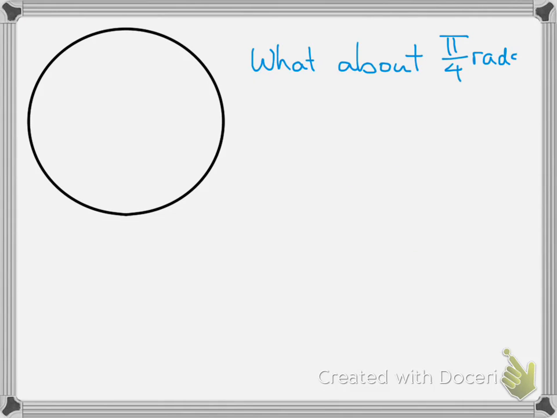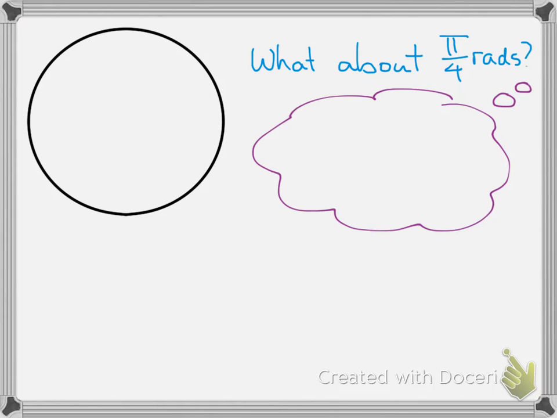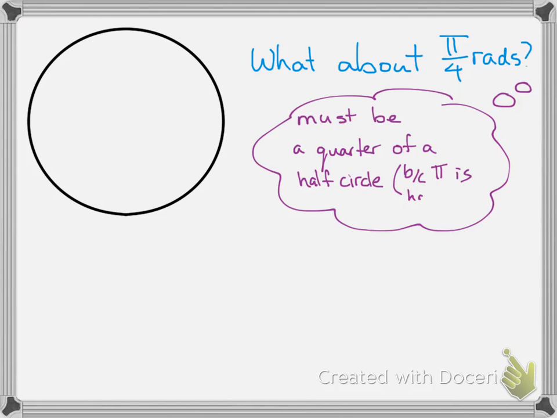What about pi over 4 radians, for example? So pi over 4 radians is, if we think about it, it must be a quarter of a half circle, right? Because pi is half a circle, and pi over 4 has got to be a quarter of a half a circle. So if we draw all that out, there is our pi over 4 radians. So that's how radians are used to measure angles.